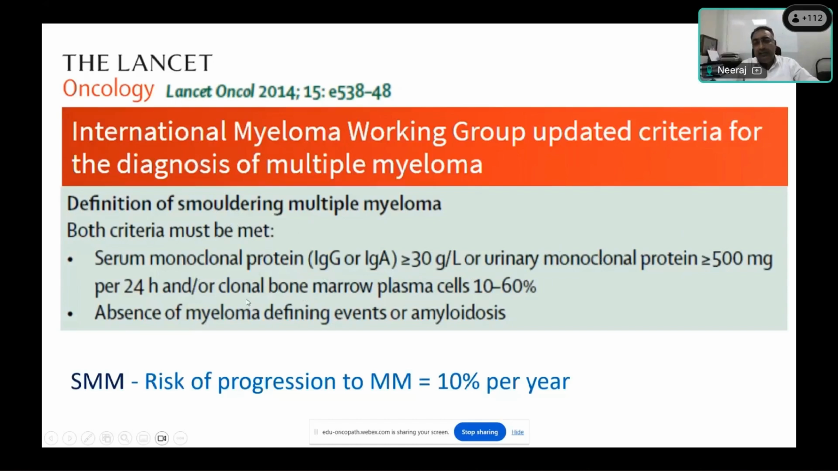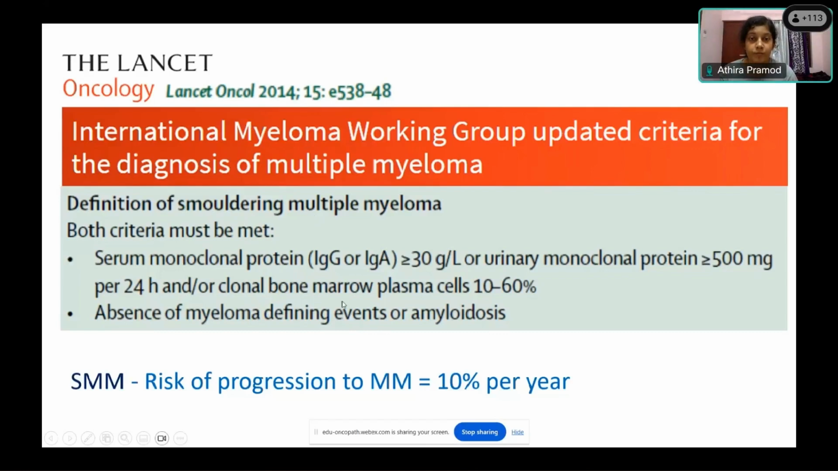And the clonal plasma cells in the bone marrow somewhere in the range of 10 to 60%. So anything above 60% would come in the criteria of the disease defining entity, and we will have to call it a myeloma. So somewhere in that 10 to 60% range, below the disease defining event, and in the absence of myeloma defining events or amyloidosis.